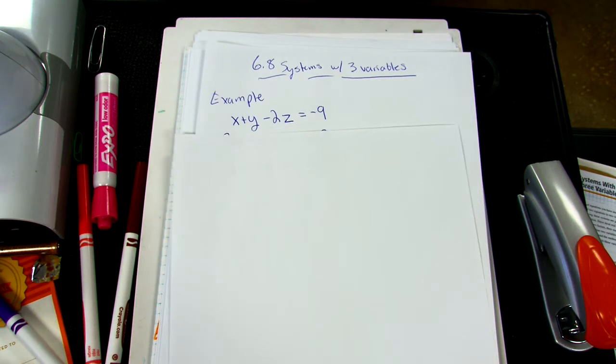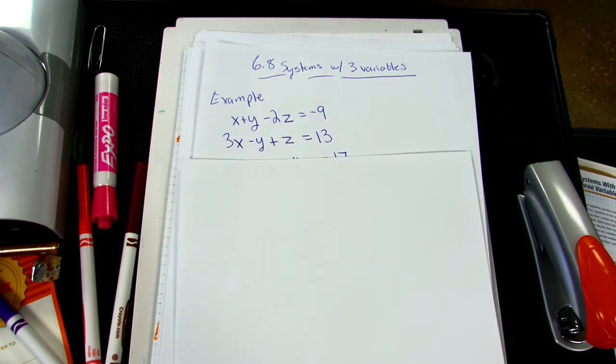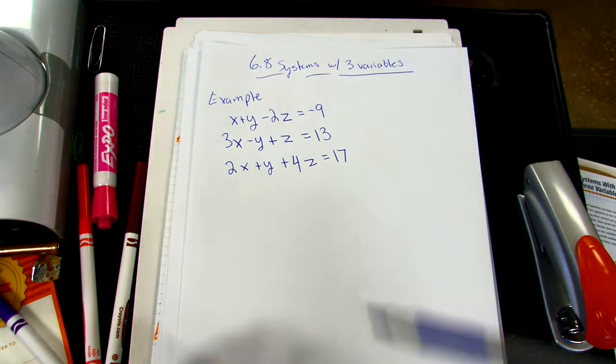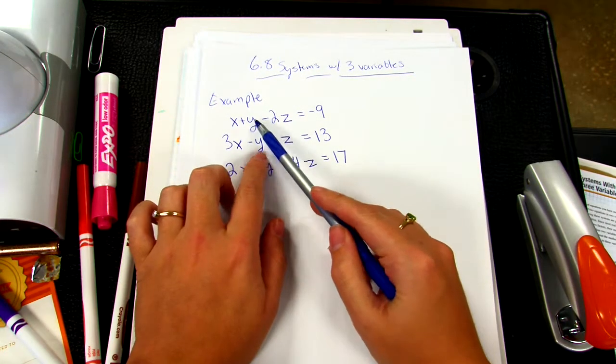Our first equation is x plus y minus 2z, so z is our third variable, equals negative 9. Our next equation is 3x minus y plus z equals 13. And then our third equation, 2x plus y plus 4z equals 17. So the very first step is to choose what variable we want to eliminate. Okay, so I notice that y and negative y will cancel out, right?